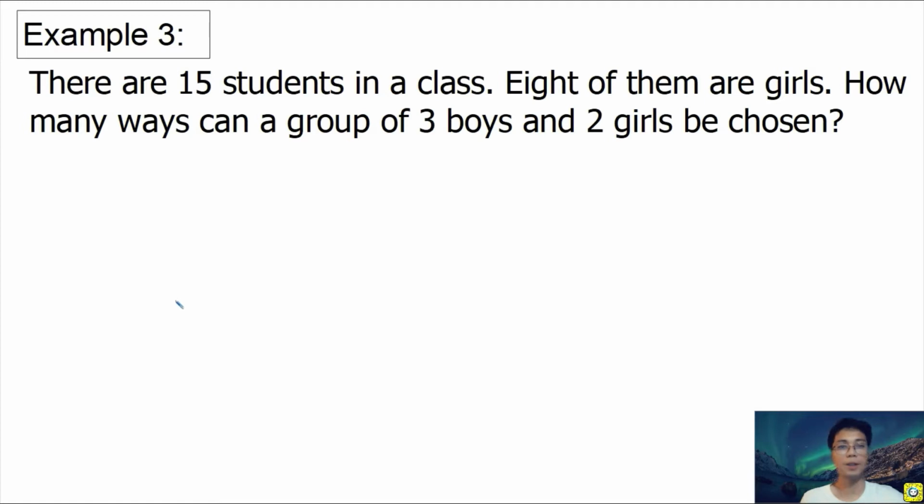Example number 3. There are 15 students in a class. 8 of them are girls. How many ways can a group of 3 boys and 2 girls be chosen? So, meron kang 15 estudyante. Pakita natin dito, no? So, meron kang 15 estudyante. Out of 15, 8 daw ang girls sa kanila. So, 8 girls meron ka.